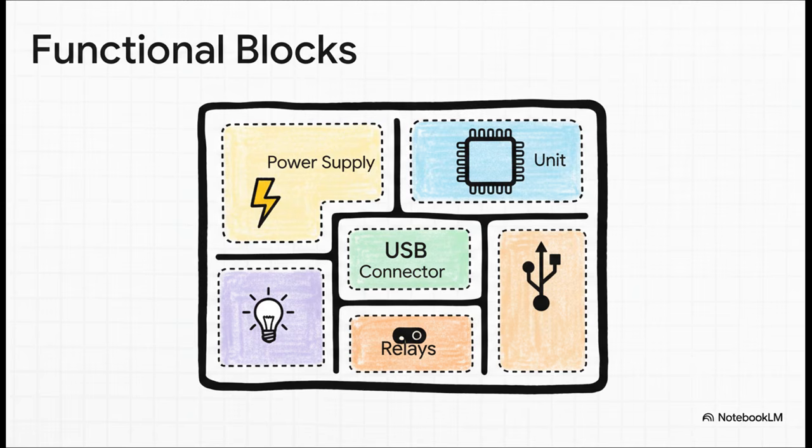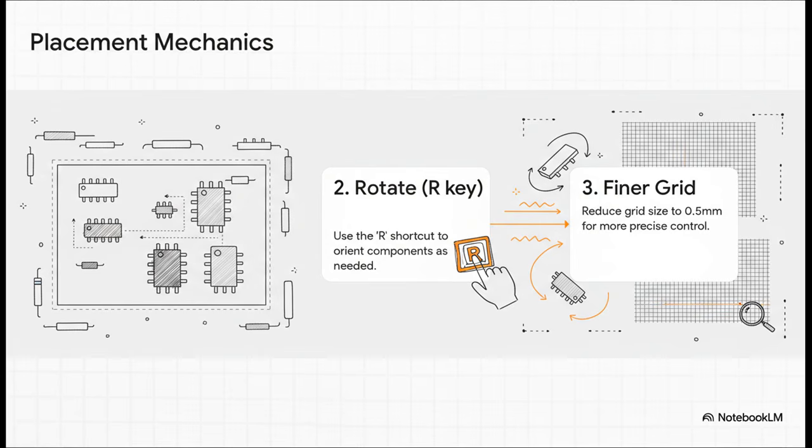So, what are these functional blocks? Well, think of them as neighborhoods on your circuit board. You've got the power supply district over here, the main brain, the processing unit downtown, the USB port for talking to the outside world. You get the idea. By grouping these together, we're basically creating a logical city plan for our circuit, and that makes everything that comes next way easier.